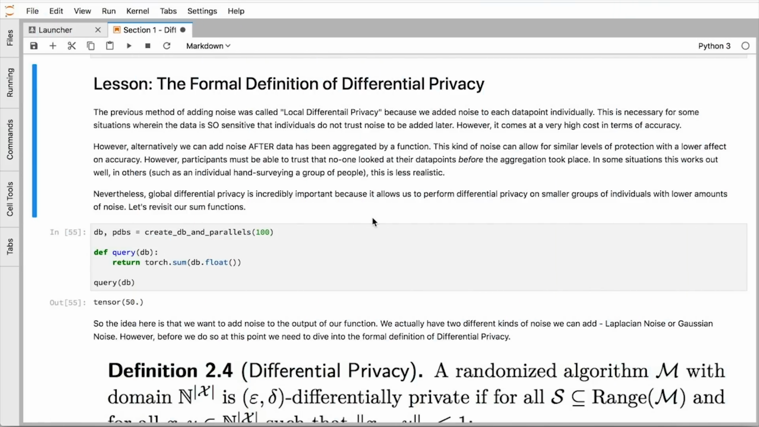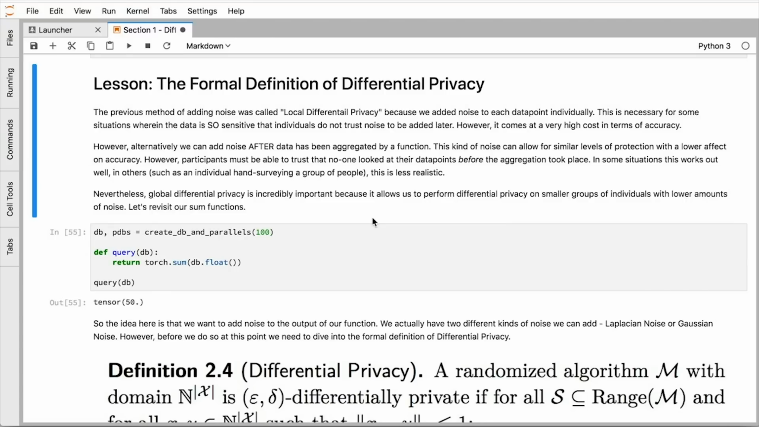In particular, we have two different measures called epsilon and delta, and these compose a threshold for leakage. Now let me unpack this a little bit for you, what this exact inequality is. The previous method of adding noise that we just worked with in the last session was called local differential privacy, because we added noise to each data point individually. This is necessary for some situations wherein the data is so sensitive that individuals do not trust that the noise will be added later. However, it comes at a very high cost in terms of accuracy.